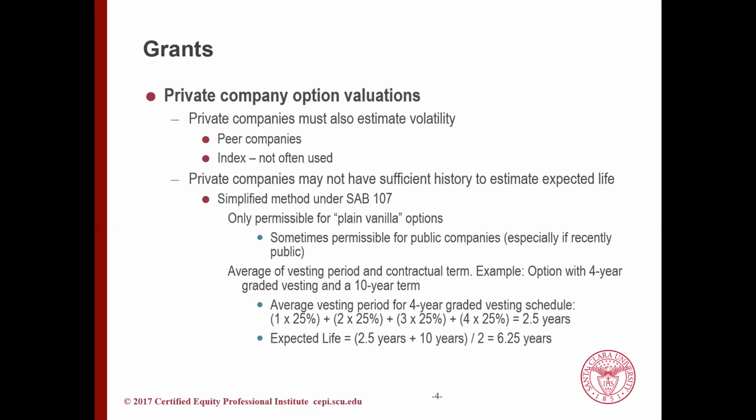So the expected life is the midpoint of that vesting period and the contractual term. So we add 2.5 to the 10-year term, divide by 2 to come up with an average expected life of 6.25 years. This is a good way for companies that do not have a history to rely on to estimate their expected life. Okay, on to the next slide.